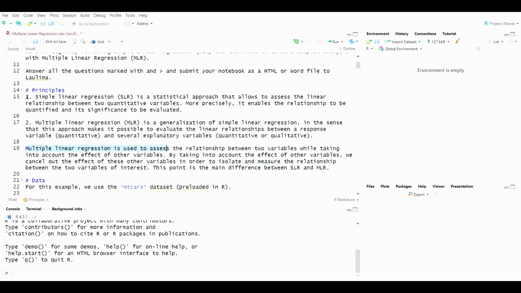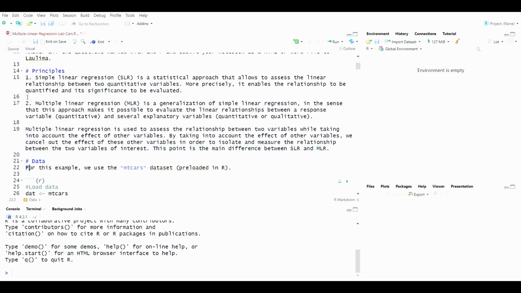Multiple linear regression is used to assess the relationship between two variables while taking into account the effect of other variables. By taking into account the effect of other variables, we cancel out the effect of these other variables in order to isolate and measure the relationship between the two variables of interest. This point is the main difference between simple linear regression and multiple linear regression.